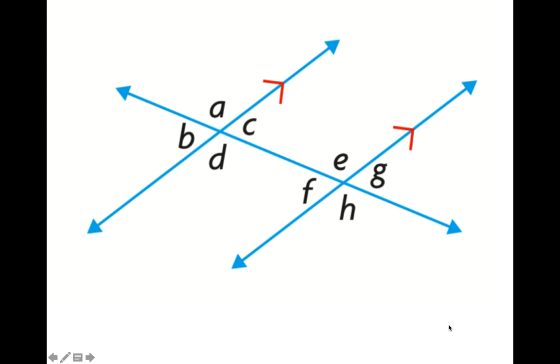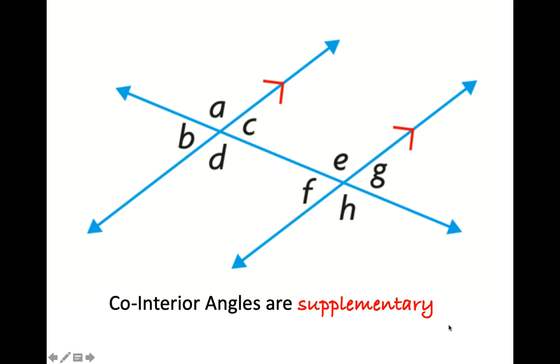Here we go. So now we know that co-interior, or consecutive interior as we call them as well, are supplementary. So now we know three new relationships. Alternate interior and alternate exterior are equal, and co-interior or consecutive interior are supplementary.